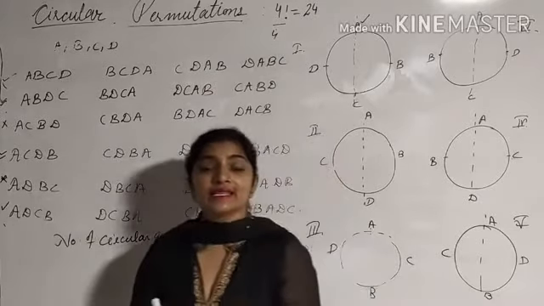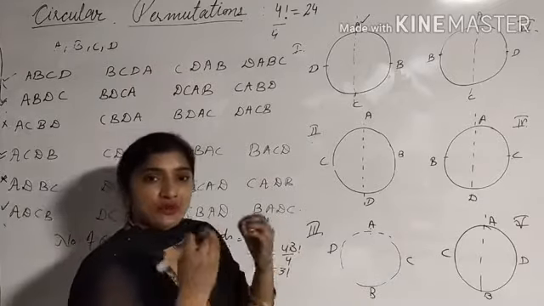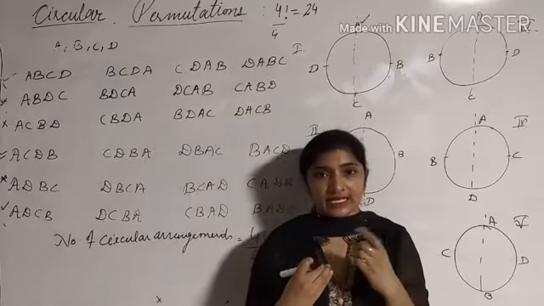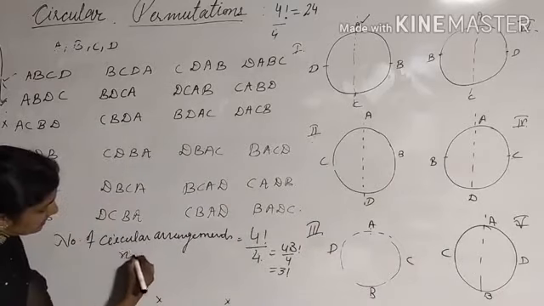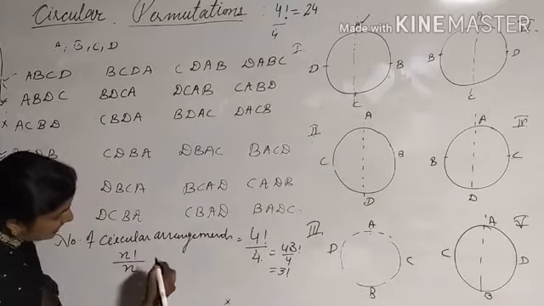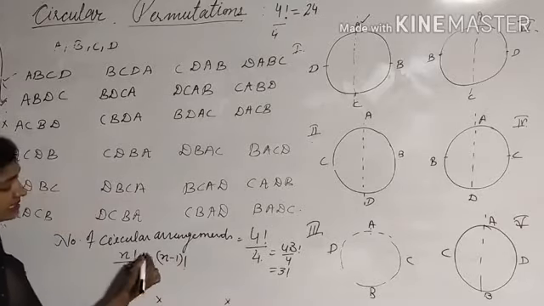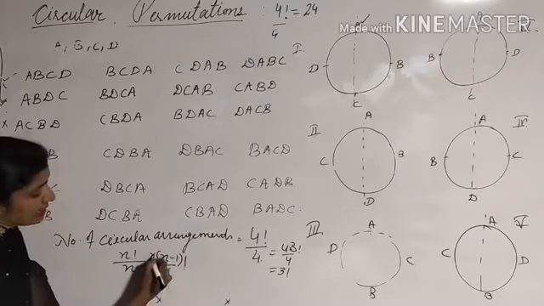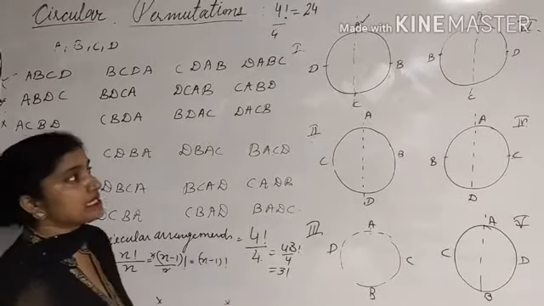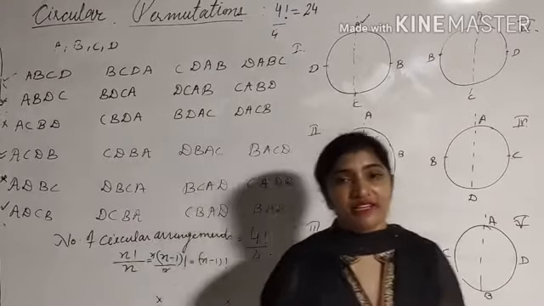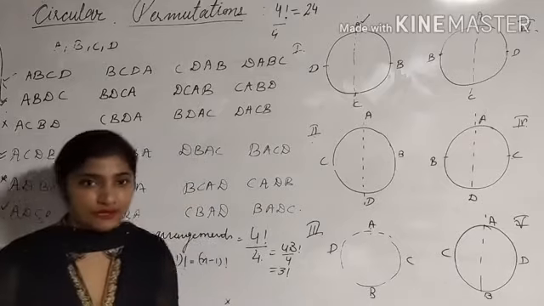So continuing like this, we can say that if the number of objects is n, that means we want to arrange n objects in a circle, then the total number of circular arrangements will be n factorial divided by n, and that is n minus 1 factorial. Because n factorial is n into n minus 1 factorial, divided by n, and it will be n minus 1 factorial. Okay, that means suppose we want to arrange 5 different things around a circle, then the number of circular arrangements will be 4 factorial.